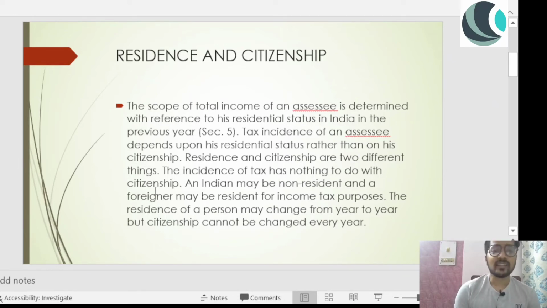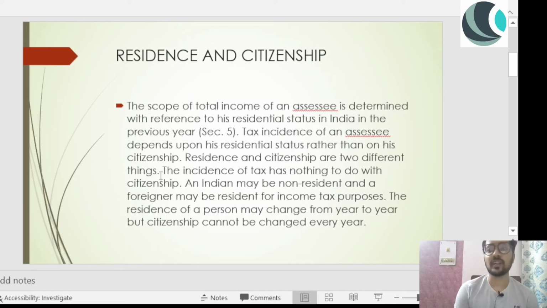So that is right. You have to remember this because this is the main and the crux point of the whole residential status and citizenship. You have to remember that the incidence of tax has nothing to do with the citizenship of the assessee. An Indian may be non-resident and a foreigner may be resident for income tax purposes.